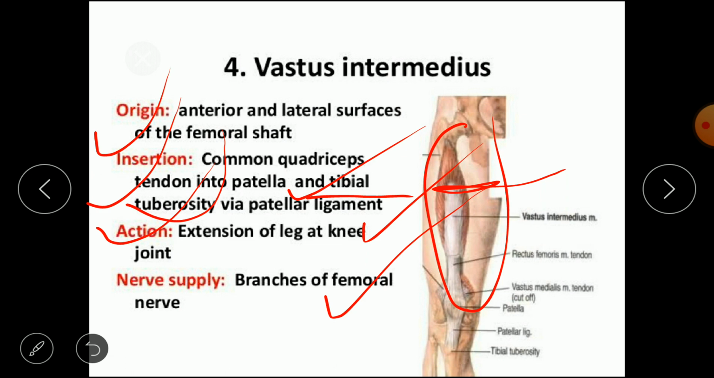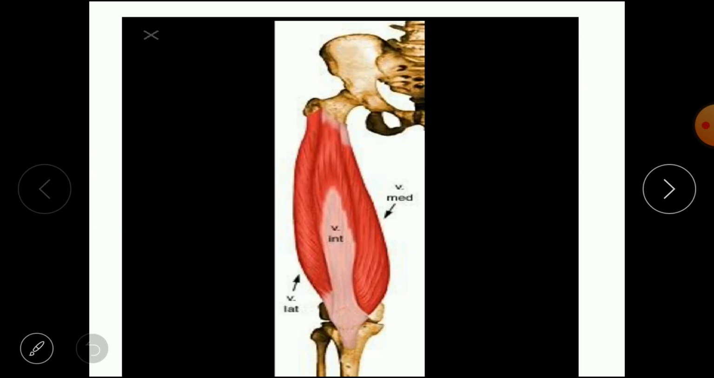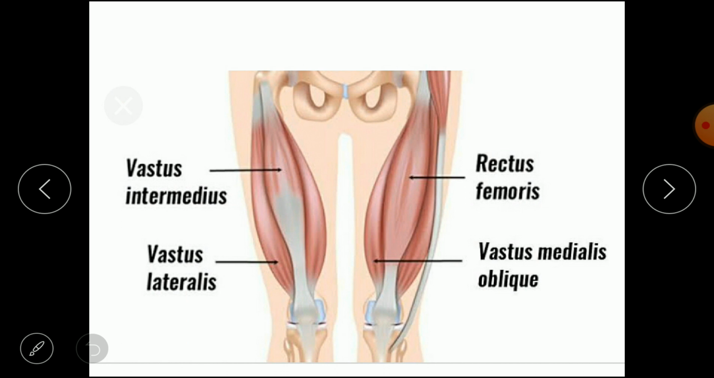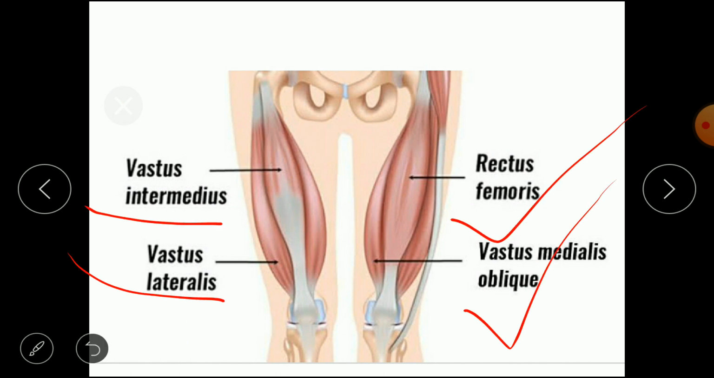So this is all about the quadriceps muscles, which include a total of 4 muscles: vastus intermedius, vastus lateralis, vastus medialis, and rectus femoris. All these 4 muscles are called the quadriceps muscle or quad muscle, and the action is extension of the knee joint and flexion of the hip joint.